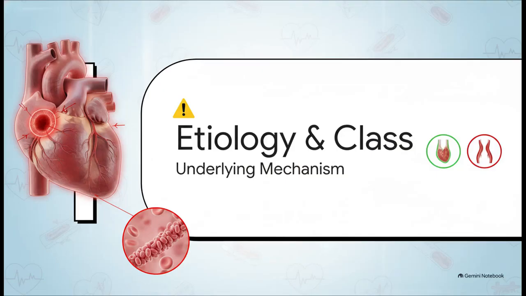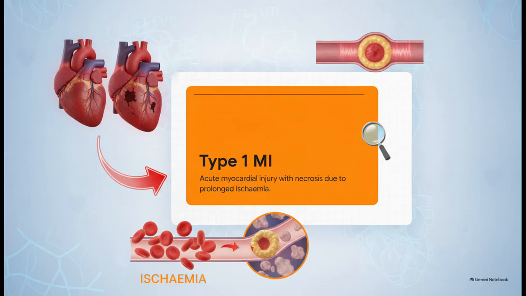Section 1. Etiology and classification, the underlying mechanism. So before we can fix the problem, we really have to understand the microscopic mechanism. Let's start with a clear baseline definition. When we talk about a classic type 1 myocardial infarction, we are literally talking about acute myocardial injury. This is actual necrosis, the death of heart muscle tissue.